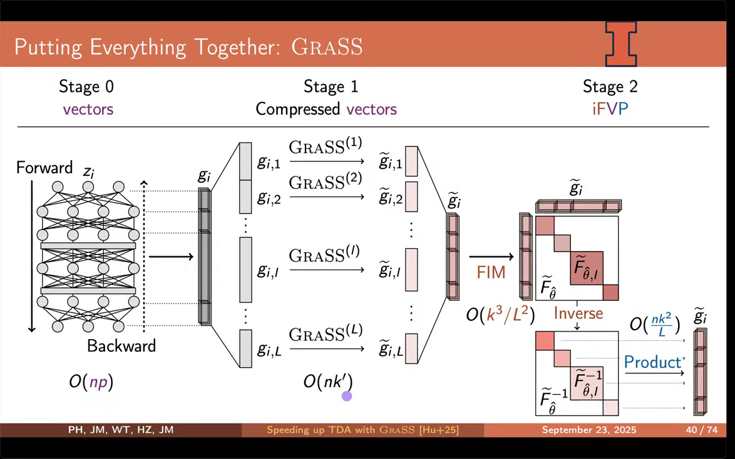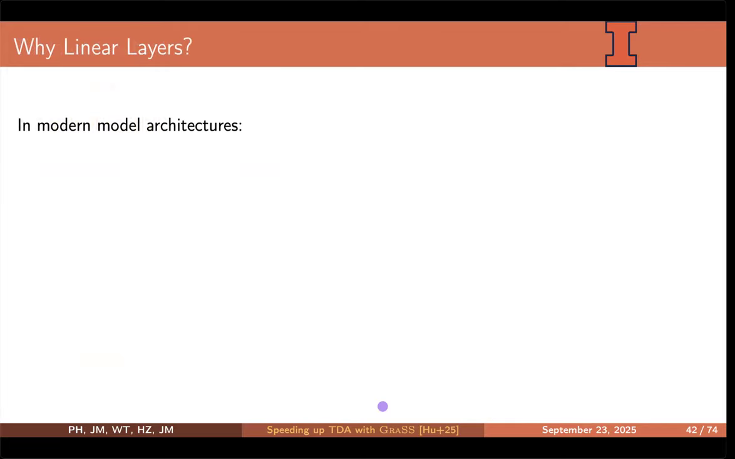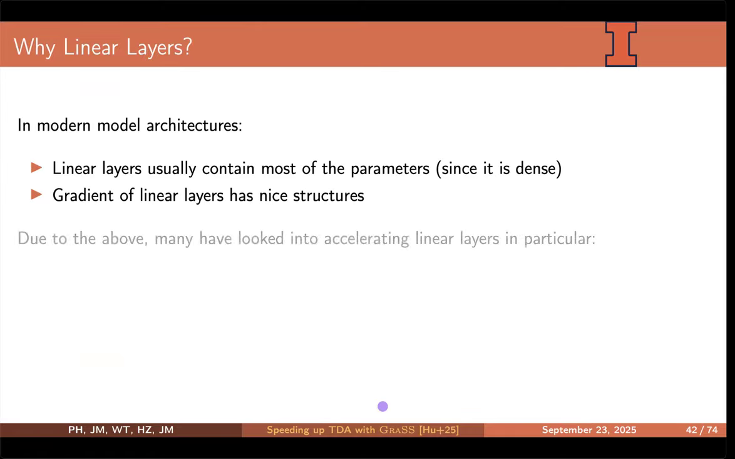This basically concludes the first part of the paper, which is the state-of-the-art compression algorithms. Now let's step back a little bit and look at a particular layer, which is linear layers. Why linear layers? In modern model architectures, linear layers usually contain most of the parameters since they are dense, and the gradients of linear layers also have nice structure. Due to the above, many have looked into how to accelerate all the computation we mentioned before in linear layers specifically.